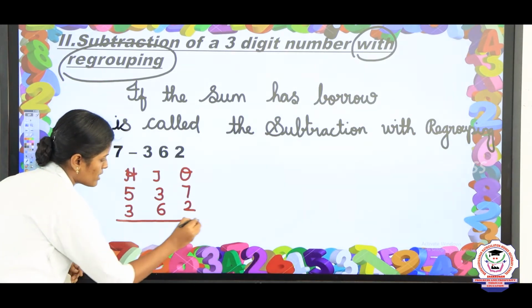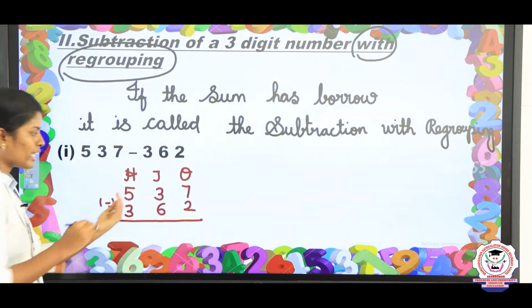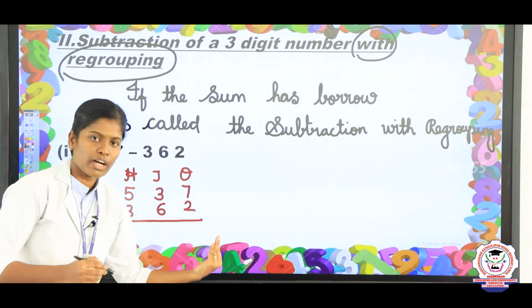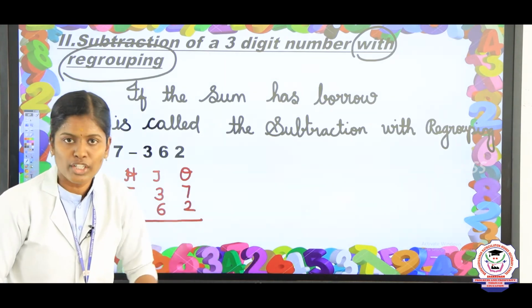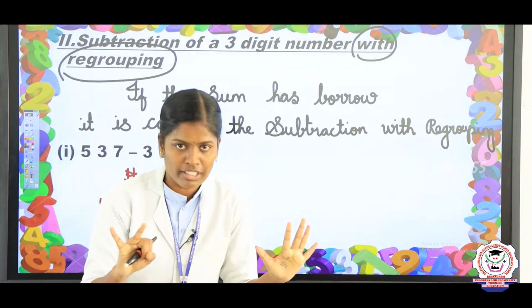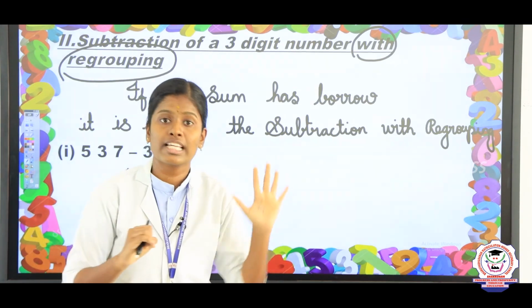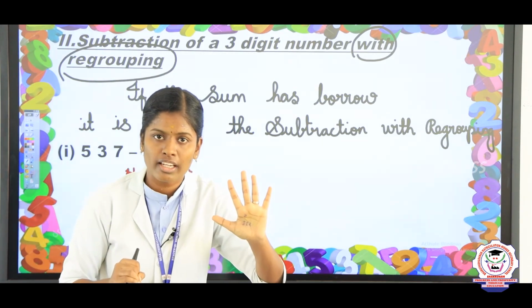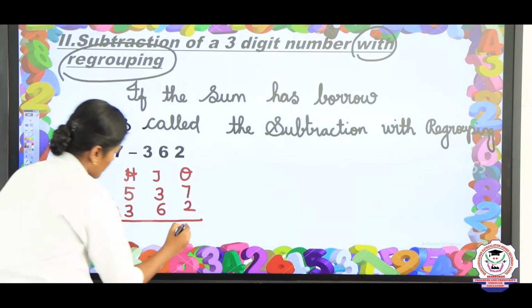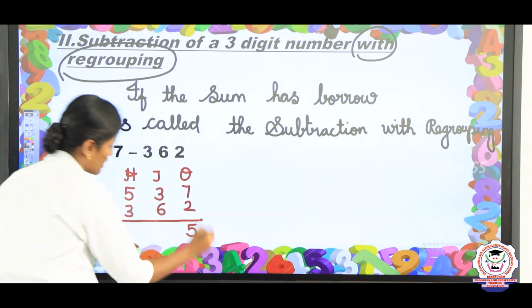Now we are going to subtract this. While subtracting, first we should take the ones place value. Here the ones place values are 7 and then 2. Just show your 7 fingers and fold 2 fingers. Remaining how many fingers are there? Yes, 5 fingers. So the answer is 5. So 7 minus 2, the answer is 5.